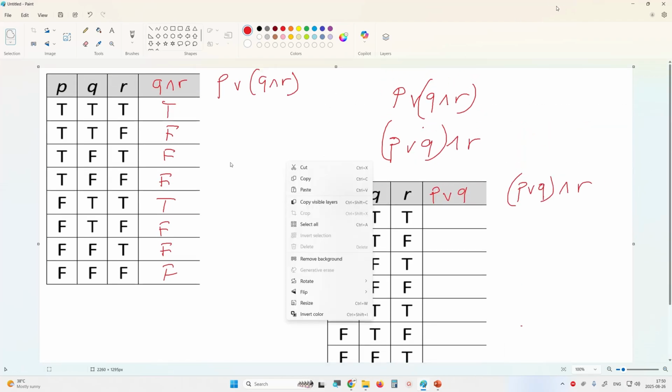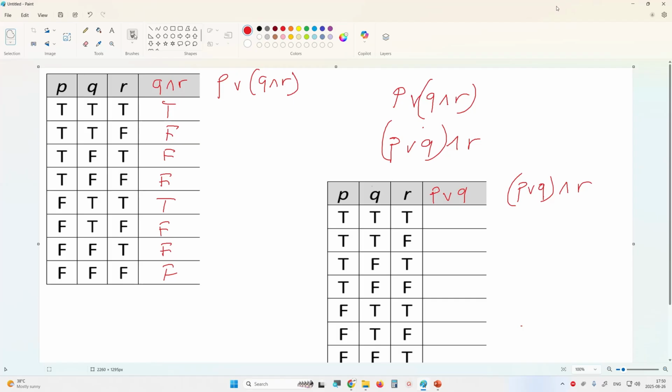Okay, let's get back to my brush. So now P or this one. With the or, as soon as one of them is true, the result is going to be true. So this is true, true, true, true, true, false, false, and false. Remember, I'm looking at the first column with this one over here. So this is the result.